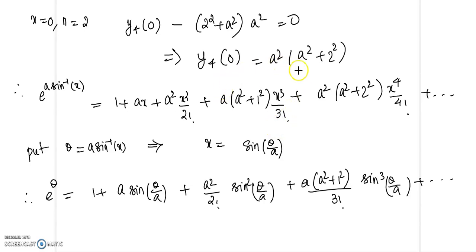Therefore, we'll get y4 at 0 as a square into a square plus 2 square. Okay, now let us substitute the values into the series. So the Maclaurin series corresponding to e raised to a sine inverse of x is 1 plus a x by 1 factorial plus a square x square by 2 factorial, then y3 at 0 is a into a square plus 1 square x cube by 3 factorial plus a square into a square plus 2 square x raised to 4 by 4 factorial plus etc.